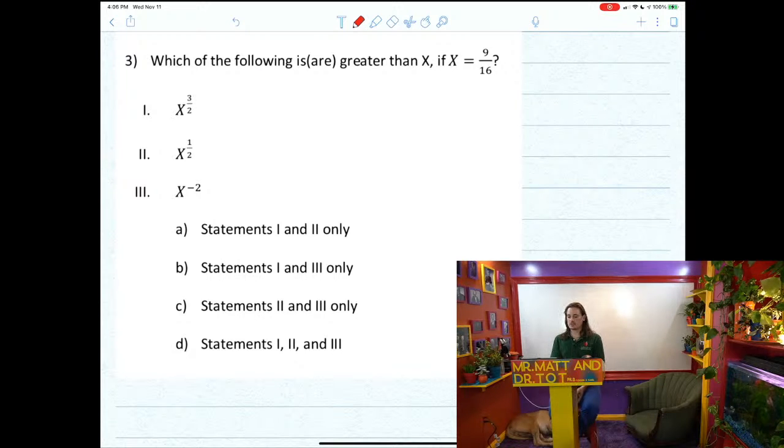Question number 3 asks, which of the following is or are greater than x if x is equal to 9 over 16? Statement 1 says x raised to the 3/2 power. Statement 2 is x raised to the 1/2 power. Statement 3 is x to the negative 2 power. Answer selection A is statements 1 and 2 only. Answer selection B is statements 1 and 3 only. C is 2 and 3 only. And answer selection D is 1, 2, and 3. I'll give you 3 minutes, then I'll give you the solution.